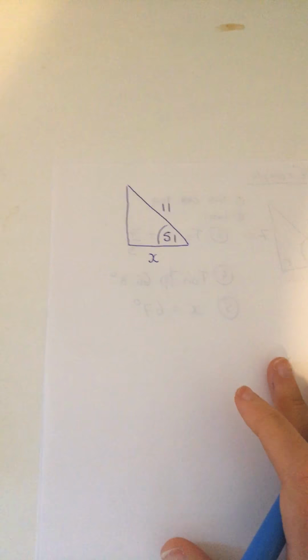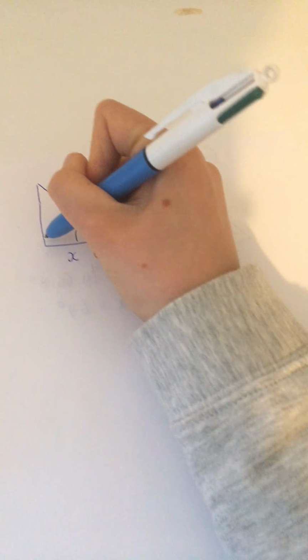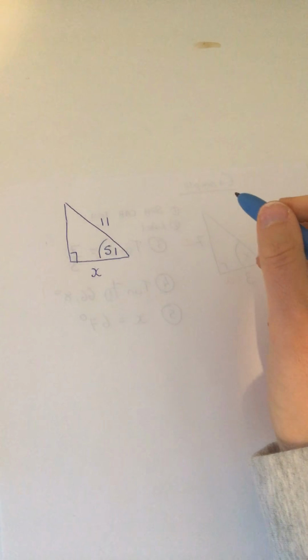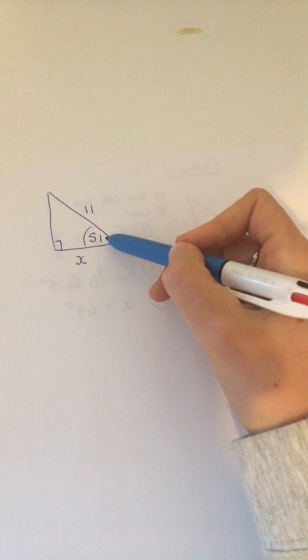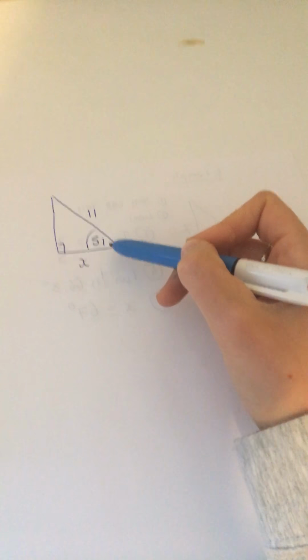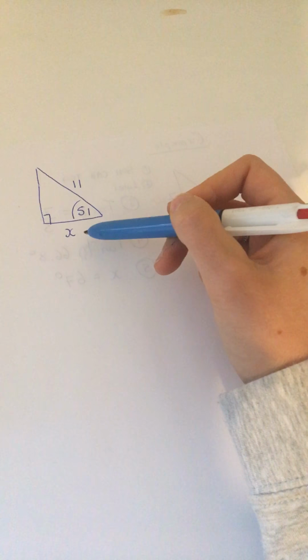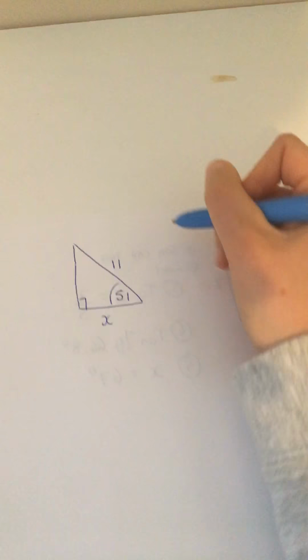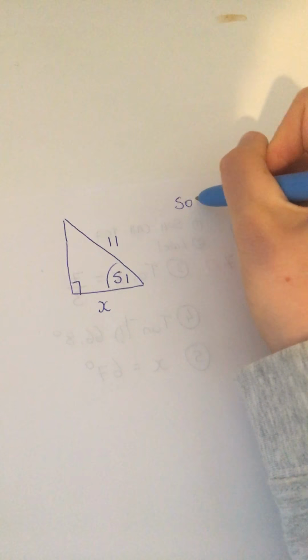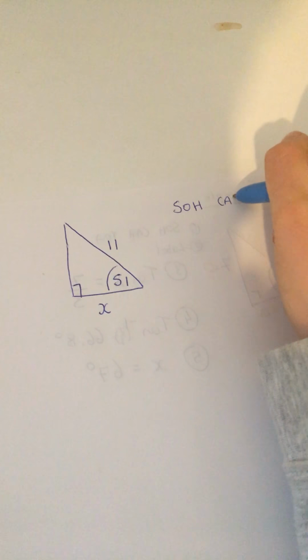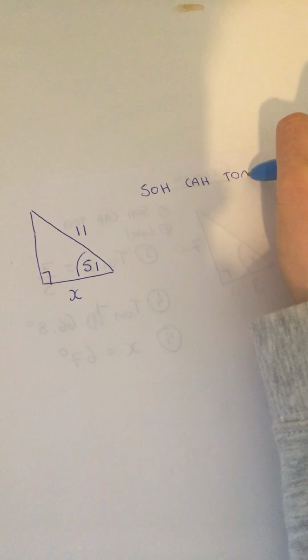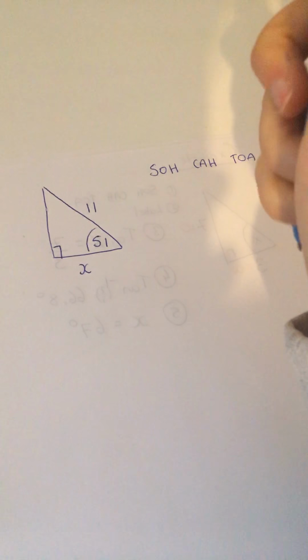here. Okay, another right angle triangle. And this time the angle is known. It's given to us. It's 51 degrees. But we have an unknown side. So again, always first things first, SOHCAHTOA. Next thing, labels.